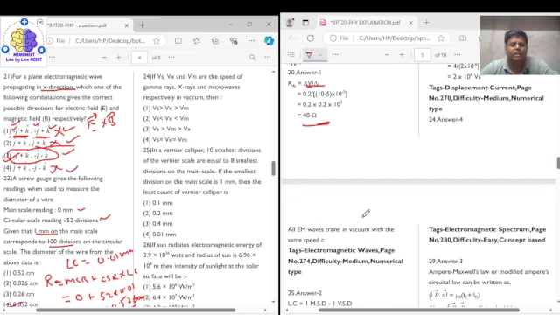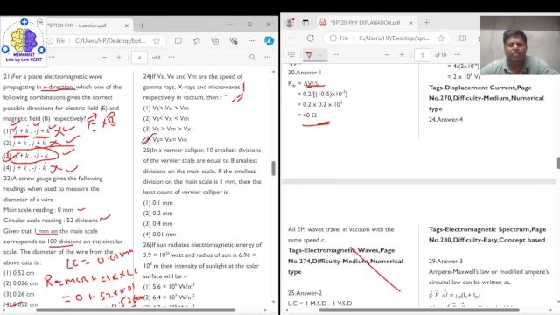Question number 24 says that Vs, Vx and Vm are the speeds of gamma rays, X-rays and microwaves respectively in vacuum. See, all the three waves are electromagnetic waves, so all the three waves will have the same velocity. So we have that as option 4. So the correct answer is option 4.